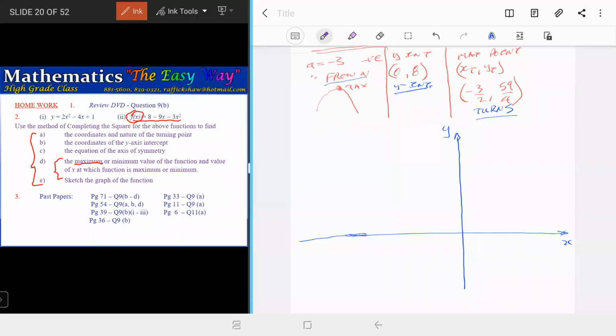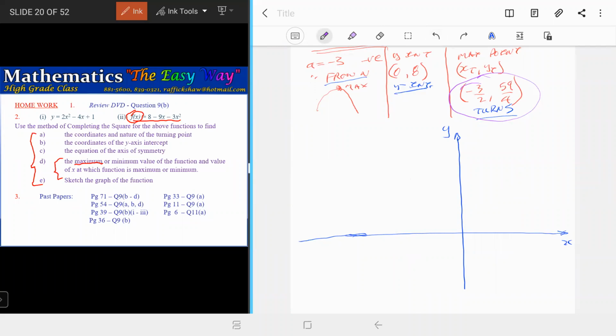So first thing, we know that it frowns. It's going to frown like that. The question is, where does it turn? Turns here, here, here, or here? The turning point is negative 3/2, 59/4. Which quadrant would that point be in? Top left, sir. Top left. That's where it will turn.